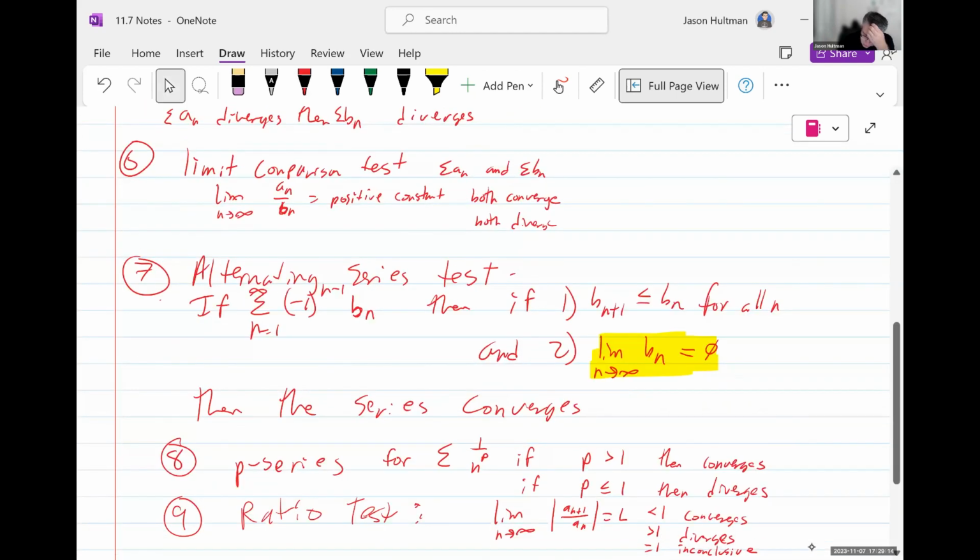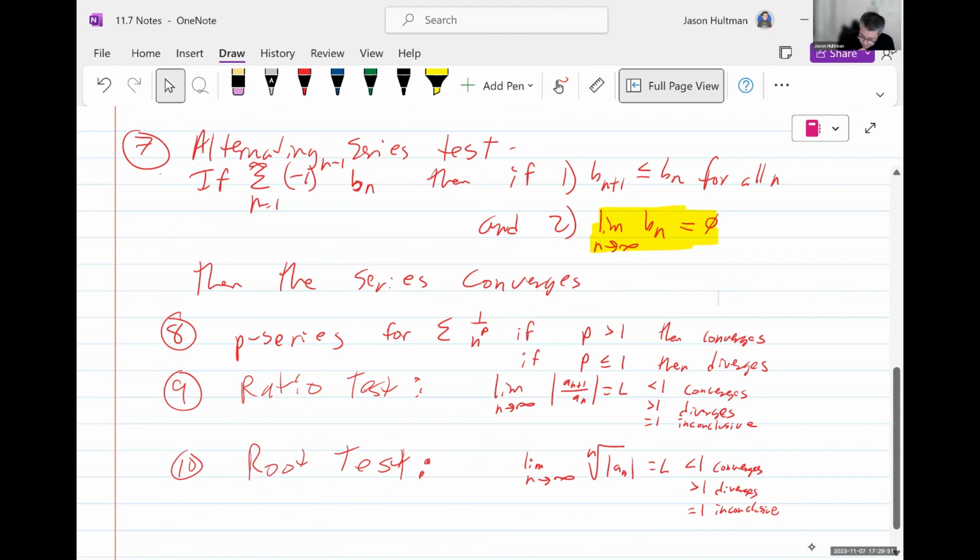The alternating series test: if the series alternates and the absolute values of the terms are decreasing, and that decreasing sequence goes to 0, then it converges, regardless of how fast it goes down. So the alternating harmonic series converges, but the harmonic series itself diverges.